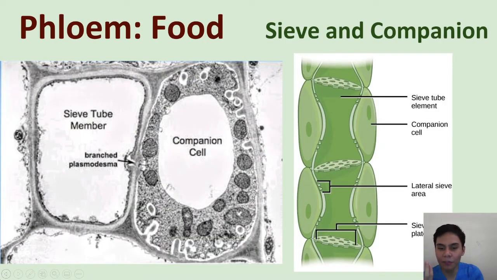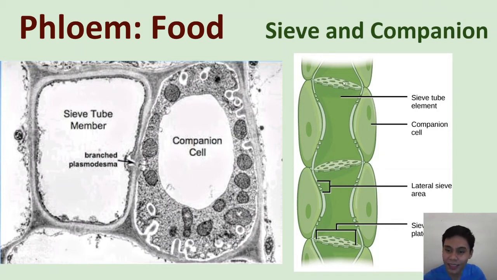So your sieve and companion cells look like this. This is the cross section on the left. So if you cut the plant across the stem, so if this is the stem, you just cut it like that, this is what you'll see. The sieve tube member is literally by its name a member of a very long sieve tube. Whereas the companion cell is a cell that's just on the sides of the sieve tube member cell so that it can support that sieve tube member.